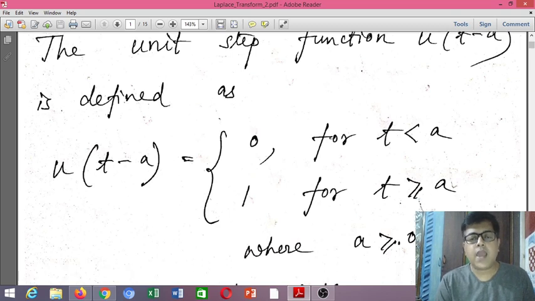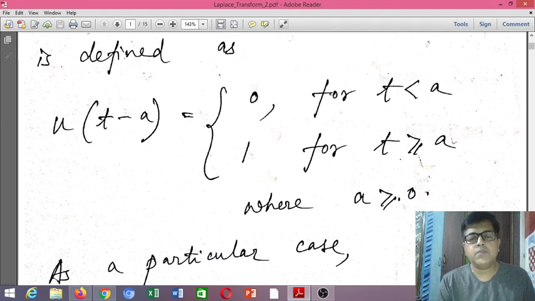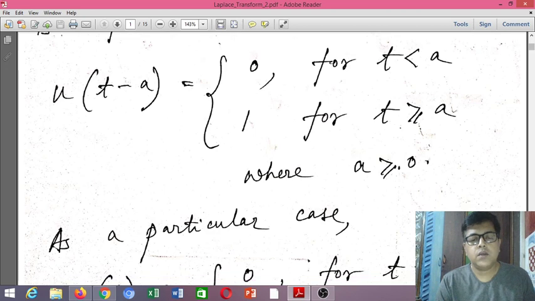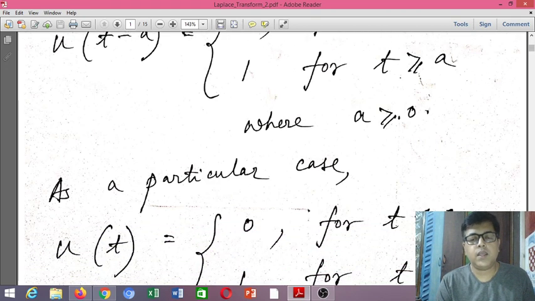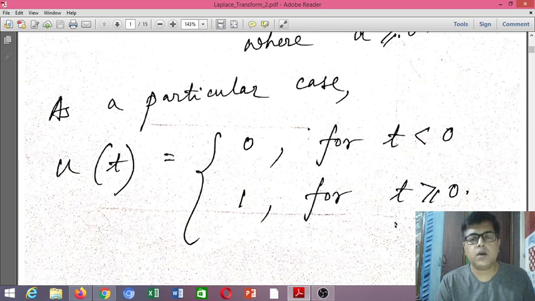Now it may happen that a is equal to 0. If a becomes 0, as a particular case, we get the unit step function like this. You put a equal to 0 in the previous definition, so you get u(t) equal to 0 for t less than 0 and equal to 1 for t greater than or equal to 0.